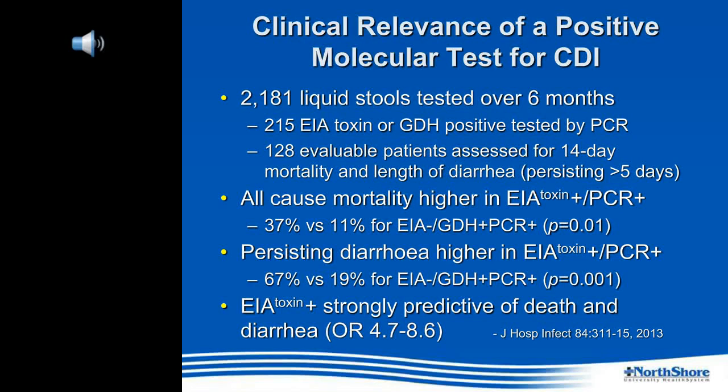This is the final study looking at this particular same question, and all-cause mortality in the second bullet was higher in the EIA positive and PCR positive than for the EIA positive and or EIA negative and PCR positive, but it still did occur. Persisting diarrhea was also worse in the all test positive. So EIA positive strongly predicted death and diarrhea, but PCR positive was still associated with disease.